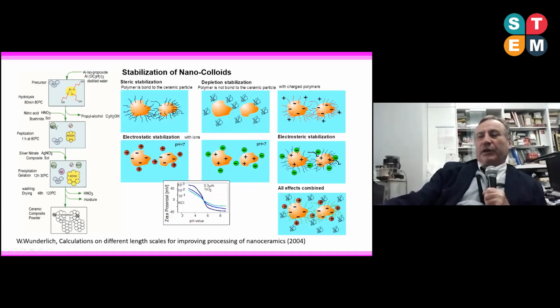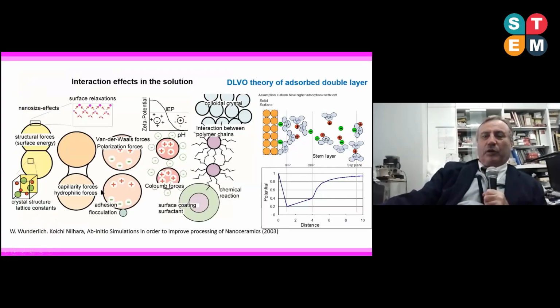So all three effects can be combined, and this is how the carbon quantum dots are also produced. And then there are also other interaction effects in the solution. The surface relaxation of nanoparticles. The nanoparticles usually have a larger surface energy, more reactive.